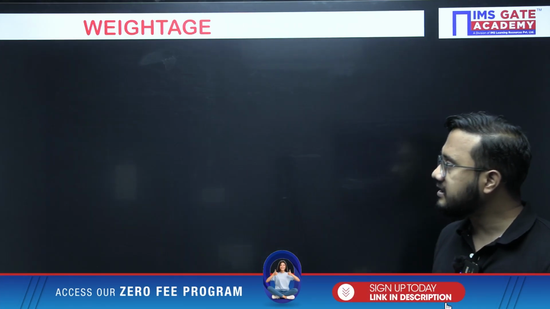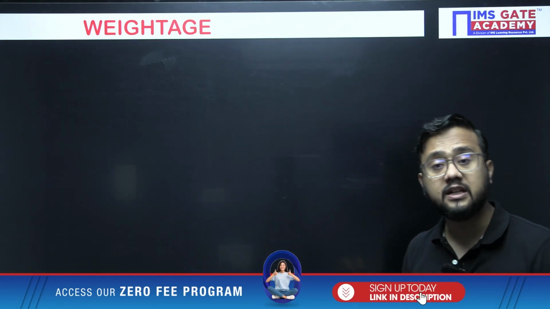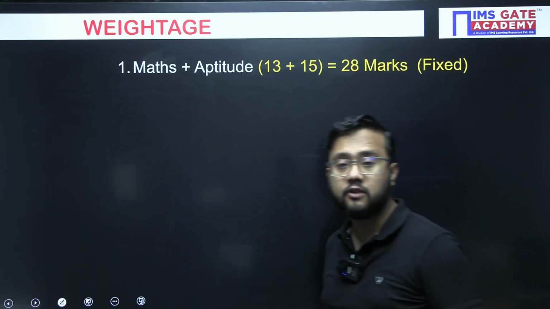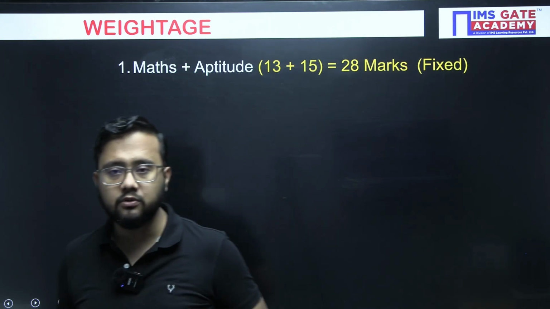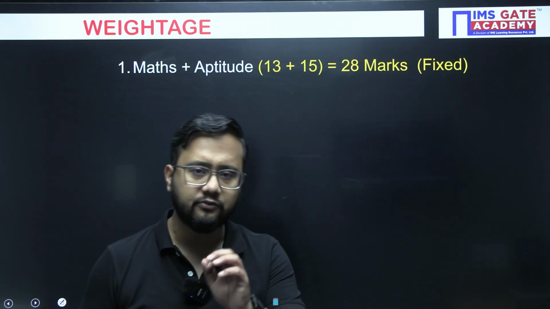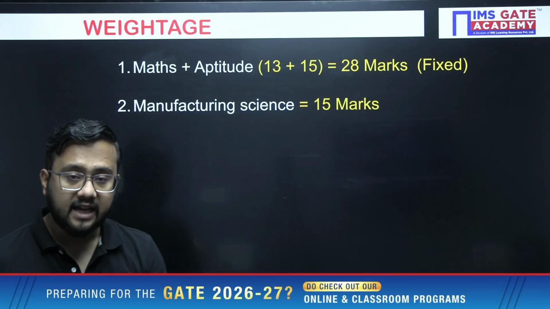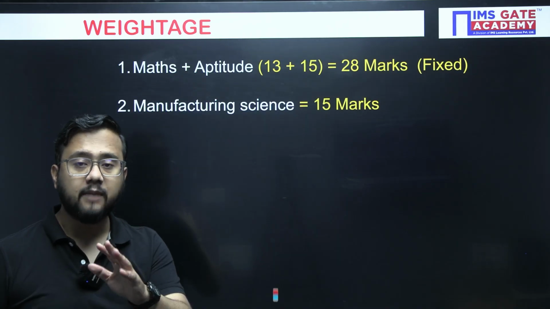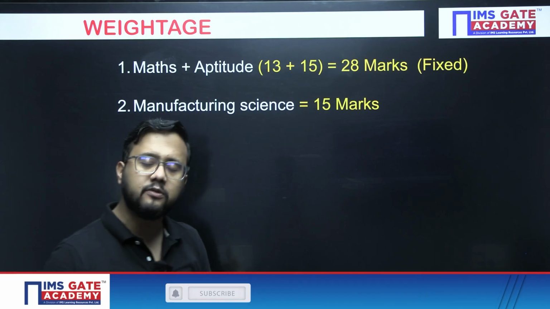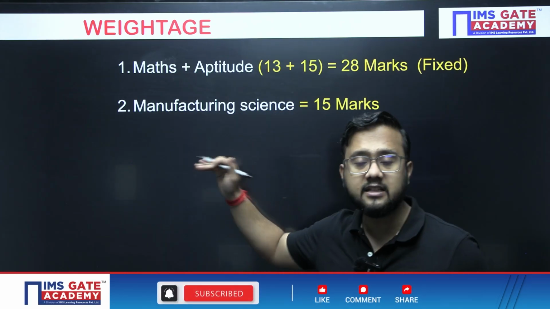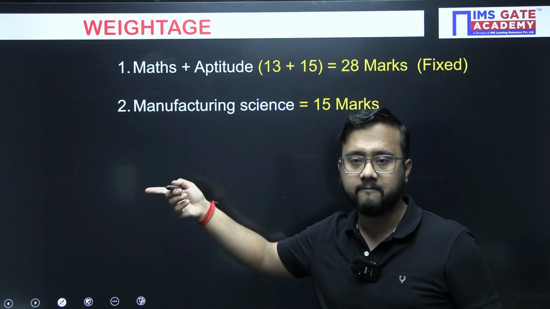Now the next thing that we have to discuss here is the weightage of the different subjects. As I already told you, maths and aptitude together consist of 28 marks, 15 for aptitude and 13 for mathematics. That is fixed. It is mentioned in the GATE syllabus itself. Now for mechanical engineering students, 15 marks on an average, and sometimes it would be more than 15 marks, like 16, 17 also. So the highest weightage technical subject is manufacturing, right?